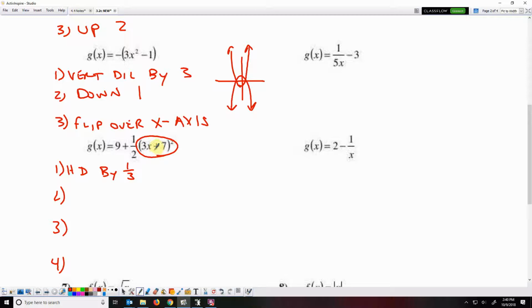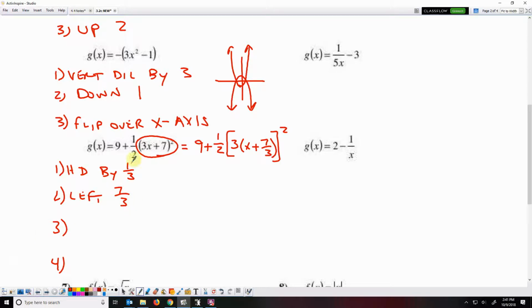Then that plus means it's going to shift left, but remember, when there is a horizontal dilation and translation, I have to factor. So that's the same as 9 plus 1/2 times 3 times x plus 7 divided by 3. So I factored out that 3. Okay, so you don't really have to write this every single time, but just know that you have to do 7 divided by 3 to find the translation. So that translation of plus means it goes left 7/3 of a unit.